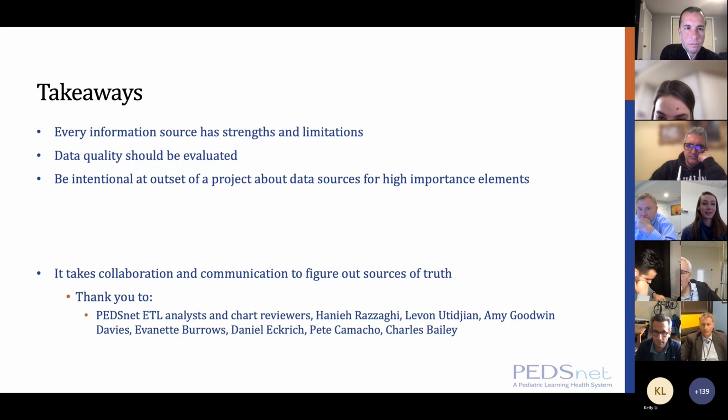Some of our takeaways are, like I said, every information source has its strengths and limitations. So you should really take a strategic approach to looking at either of them and apply some data quality measures to make sure that the information that you're looking at is fit for use for whatever study purpose. Another key takeaway is that it always takes collaboration and communication to be able to figure out what the source of truth is.